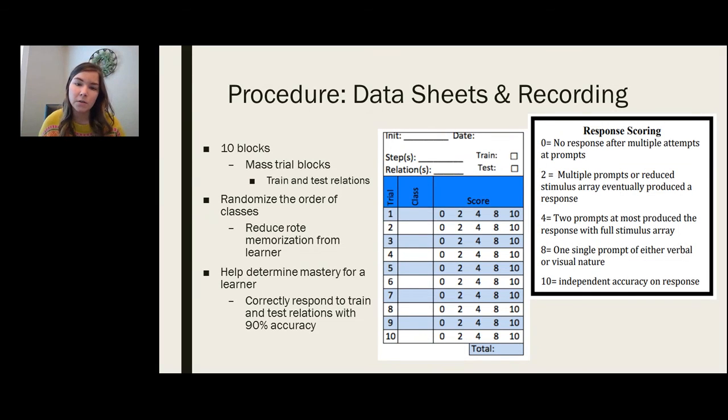And then these were the data sheets that we used for recording. They have 10 trial blocks. It's a mass trial block used to train and test relations. You randomize the order of the classes to reduce rote memorization with the learner. You help determine mastery for the learner. Like I said earlier, it was 3 trial blocks over 90 and then a test over 90. And these data sheets were really easy to use. They help you over here with your response scoring and lay everything out just like it's supposed to be.